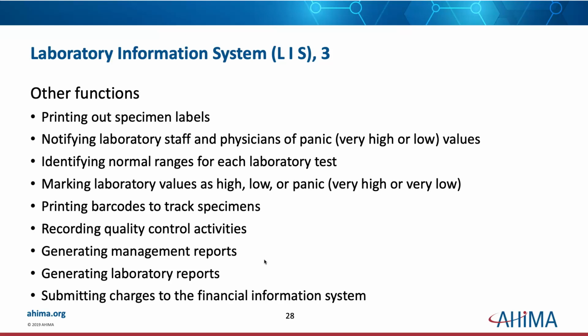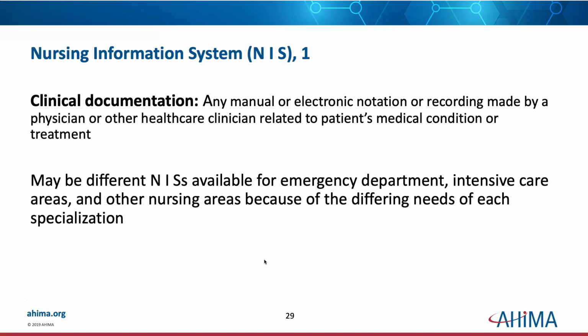Again, we talked about panic or critical values, very high, very low. It identifies those, identifies normal ranges, marking the values high, low, or critical rather than panic. I would say critical is a more appropriate word. I talked about printing barcodes, quality control activities, management and lab reports, charges, of course. And then we move on to nursing information systems. And with nursing, theirs really comes down to documentation. They are documenting the nursing interventions and assessments that they're doing.